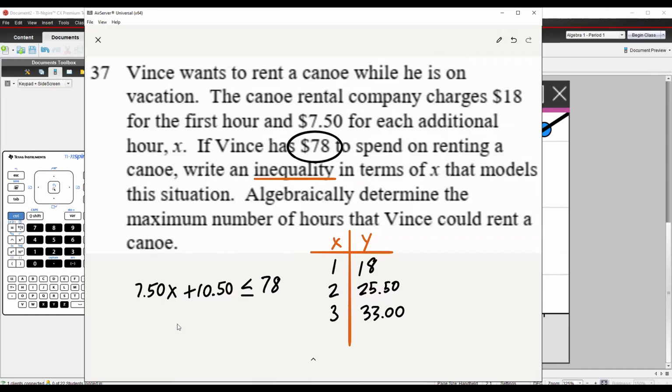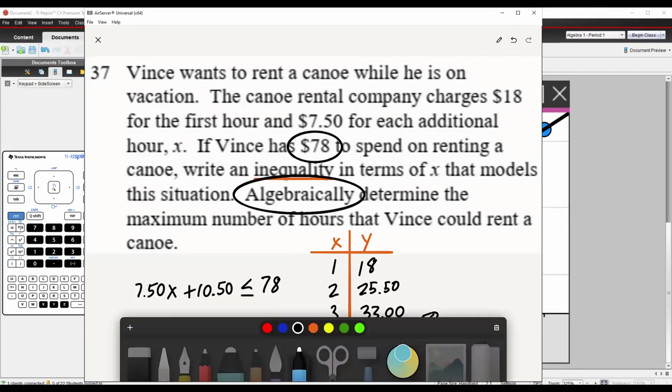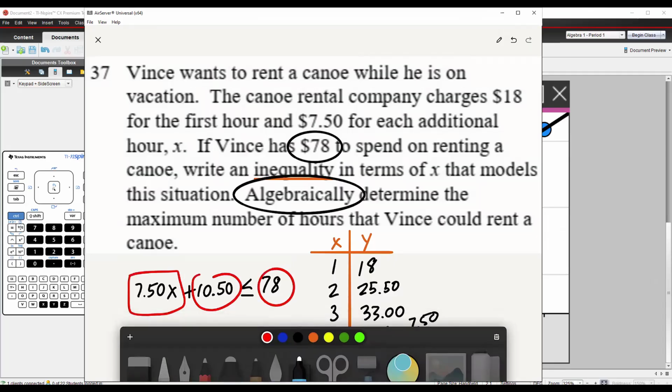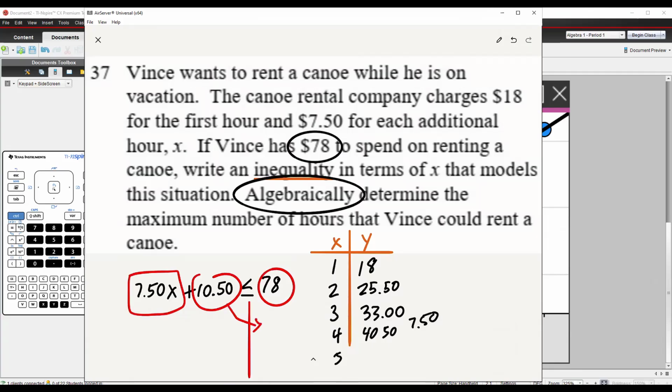Now, I could just keep adding $7.50, right? Like this would be $40.50. I could keep doing this, but they want us to do this algebraically. So the way that I would do this is I would do boxes and circles. This is a box. This is a circle. This is a circle. Boom, do this, move this over. So I'm going to subtract $10.50. Whoops, that's not right. It's going to be $67.50. And over here is going to be 7.50x. And then I'm just going to divide both sides by 7.50. And let's see what we get.